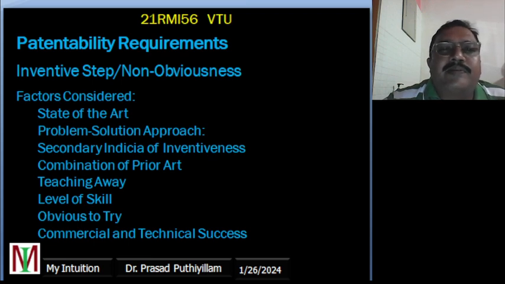Okay, some of the points which make things complicated for the patent officers, which are discussed in one of the articles. It is obvious to try. If arriving at an invention would have been a regular experimentation without a specific expectation of success, it may be considered obvious. And commercial and technical success. Any commercial success or addressing a long-standing technical problem can be used as evidence for non-obviousness.